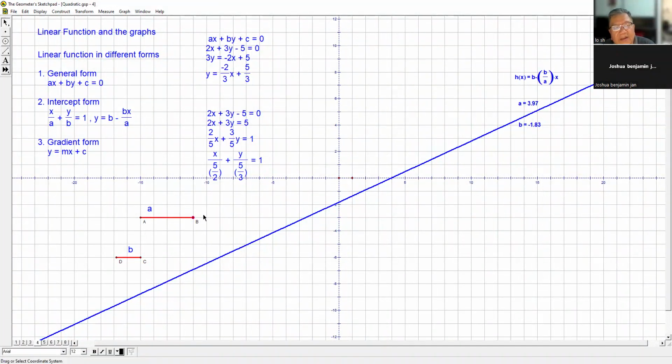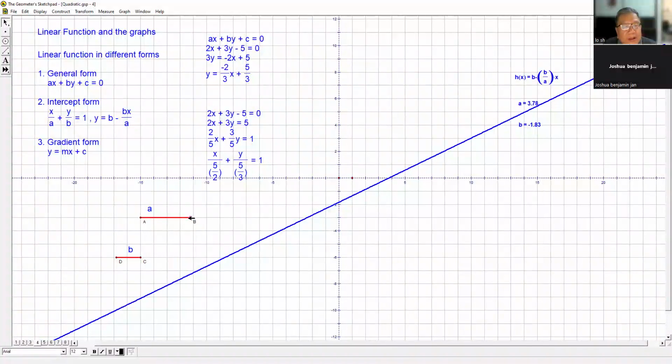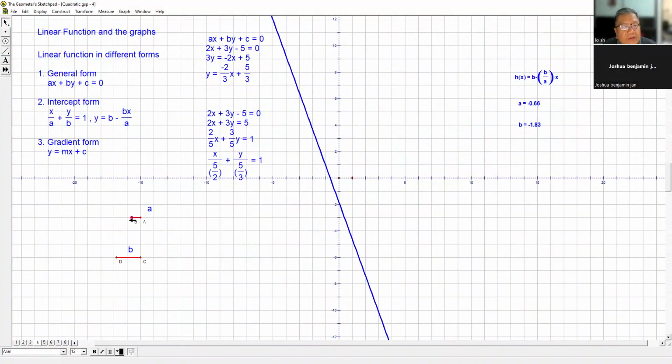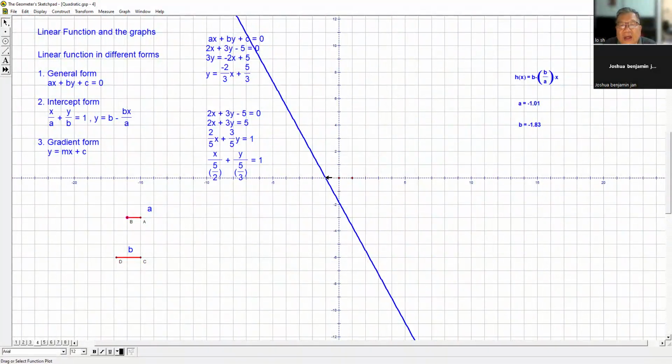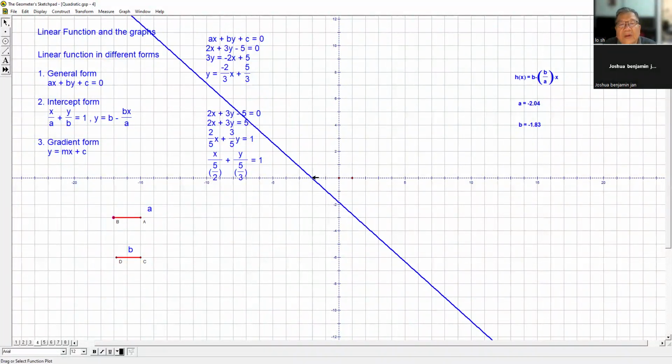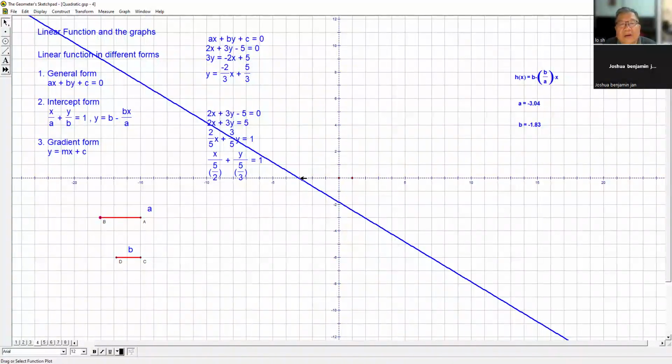Then you may ask, can A, 1, 2, 3, 4, be negative or not? We try. A, negative. So this is A, negative 1. The line will cut at negative 1. Let's say A is negative 2. It will cut at negative 2. When A is negative 3, the line will cut the x-axis at negative 3. So we say that the value of A is actually the x-intercept. X-intercept means where the line cuts the x-axis.